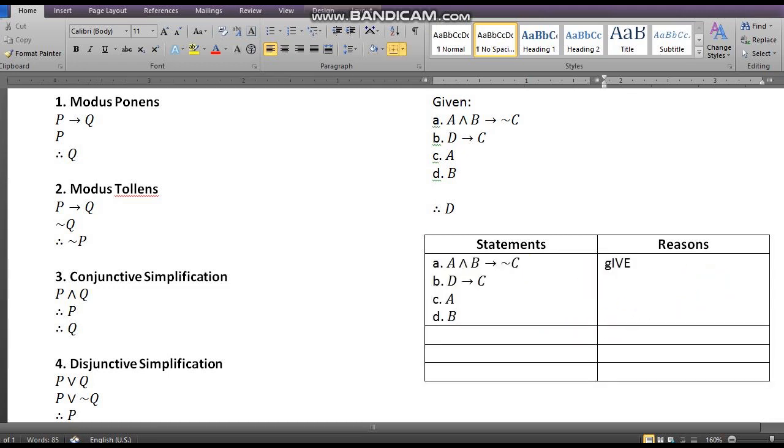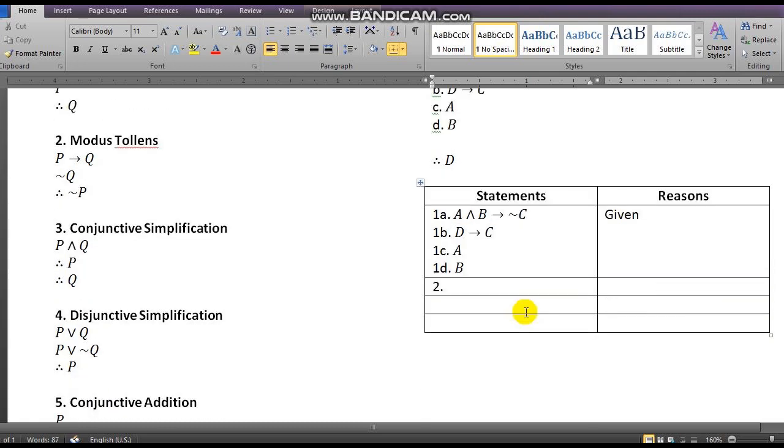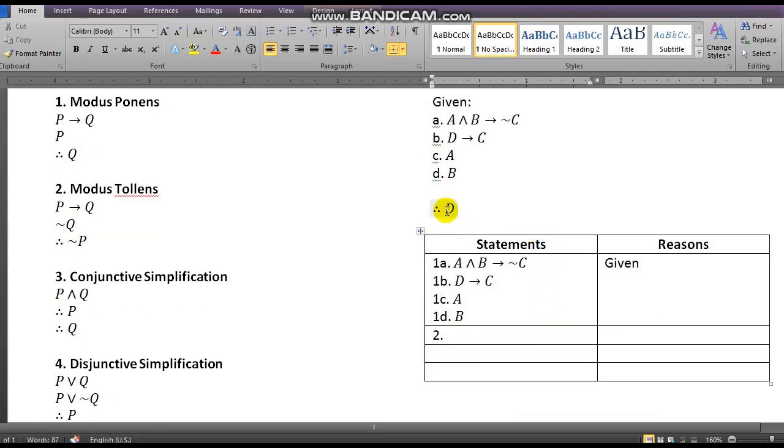So this is the given. That is 1A, 1B, 1C, and 1D. For our statement 2, let's start by approaching D here. We know that on statement 1B, we can see D implies C. So we should be able to arrive here, by the way, there's a correction here. This should be a not D, rather. So we should be able to arrive at not D if somehow we can show that not C is true using the modus tollens.